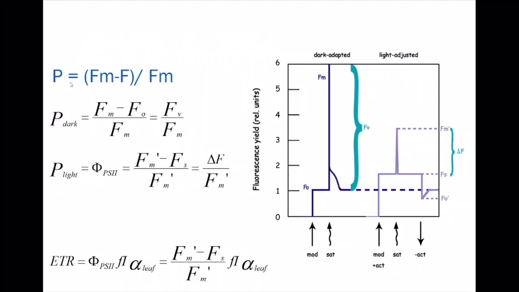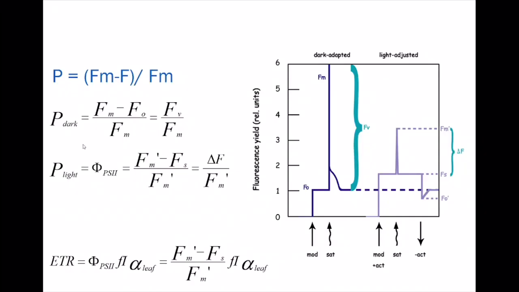So the basic expression to look at the amount of energy going to photochemistry is this expression here. We have FM, the maximum fluorescence we measure during a very brief saturating flash of light, and we compare that to the fluorescence just before we gave that saturating flash. We look at that difference, and then we normalize it to the maximum, and that's basically the proportion of light going to photochemistry.